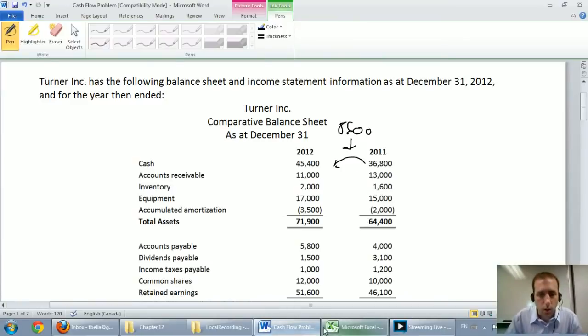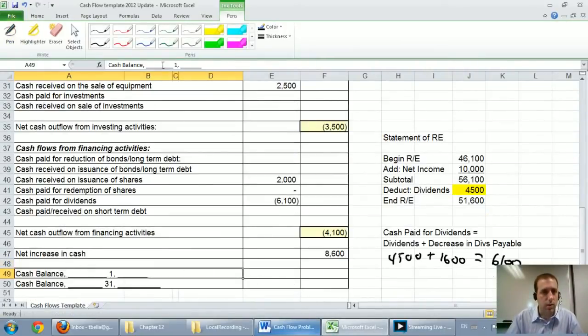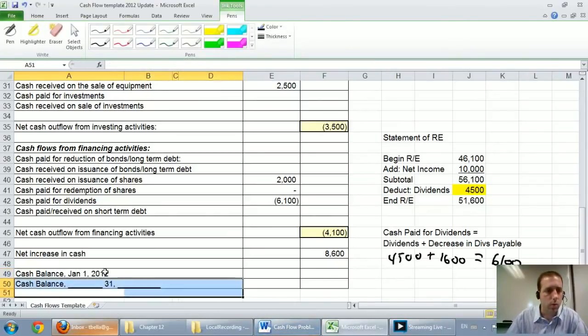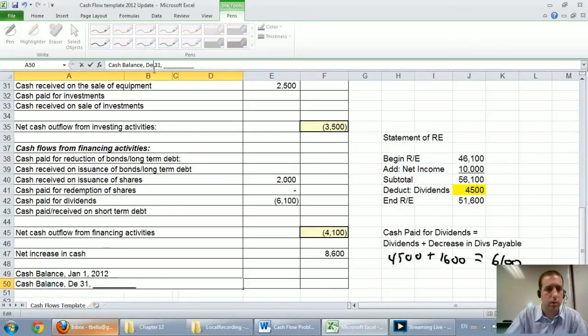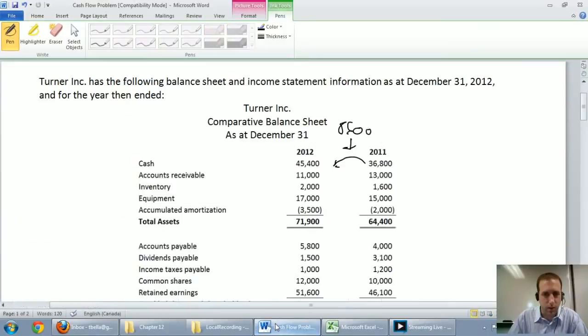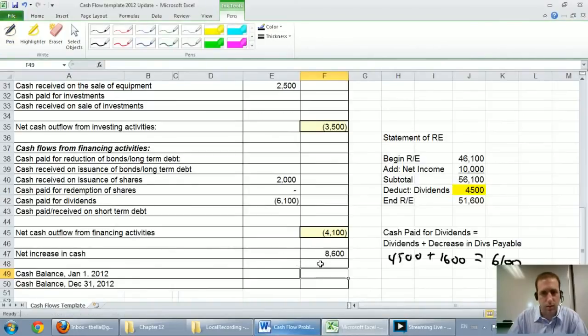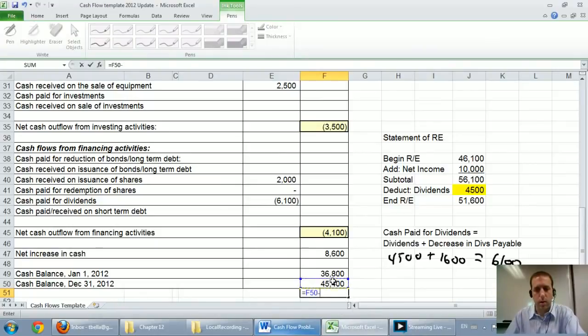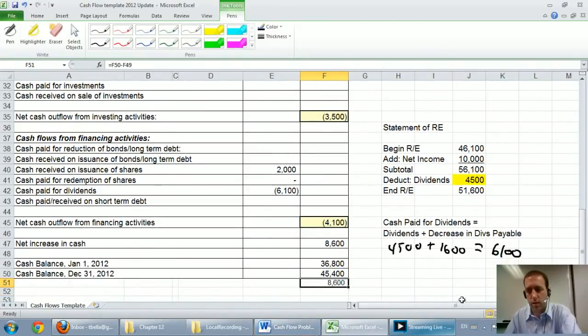So all we do at the bottom of our cash flow statement is we say, okay, what was our cash at the beginning of the year, January 1st, 2012? What was our cash at the end of the year, December 31st, 2012? And did it in fact increase by the amount we said it did? We've just said it went up by 8,600. Well, we'll double check it at the bottom. 36,800 to 45,400. And a quick Excel will tell me that that minus that, yeah, it changed by 8,600. Now, I don't actually put that amount in. You can just eyeball it and see that, yes, we've gone up by 8,600.